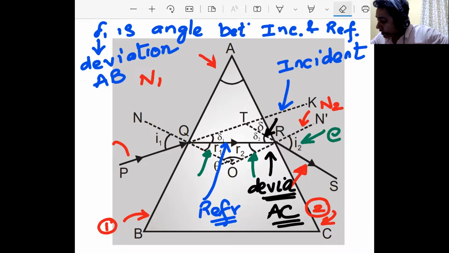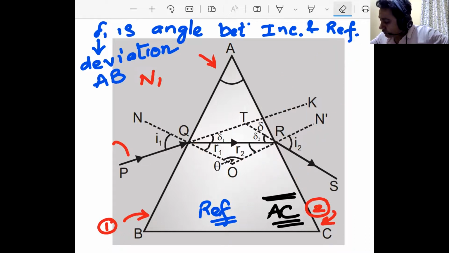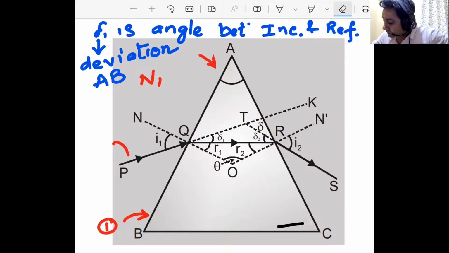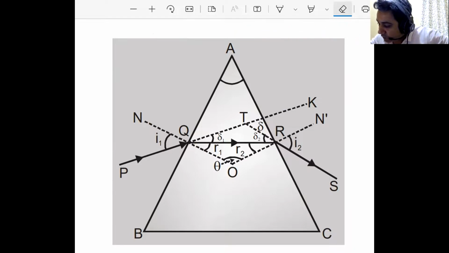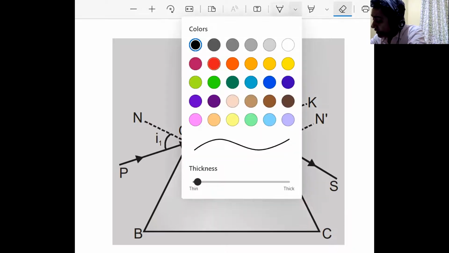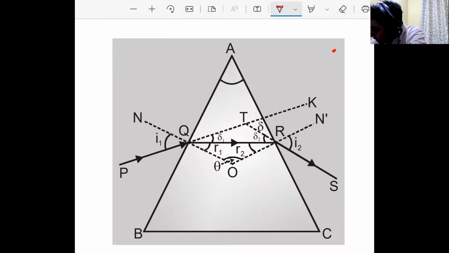Now I take everything out from here, so that the picture becomes clear again. Everything has been rubbed off right in front of your eyes. I hope you have seen this. Yes or no? Yes, sir. Again, I will start to highlight. I will start with this angle delta 1, which is the angle of deviation for face number 1. Yes or no? Yes, sir. This delta 2 is the angle of deviation for face number 2. Do we understand this? Yes, sir.